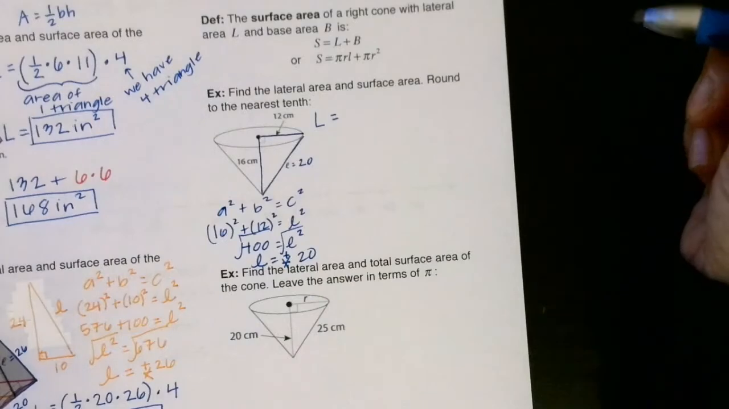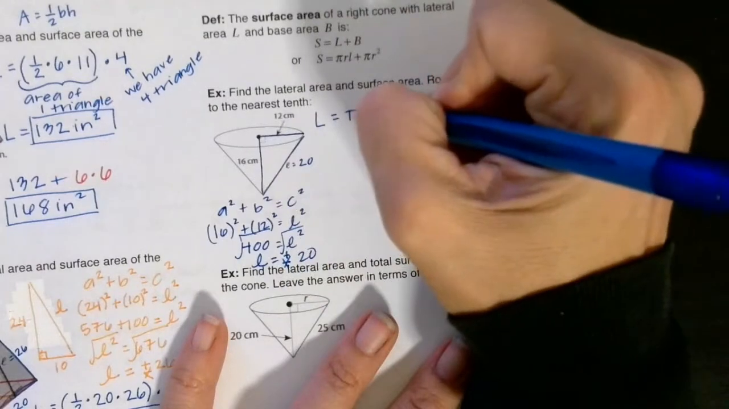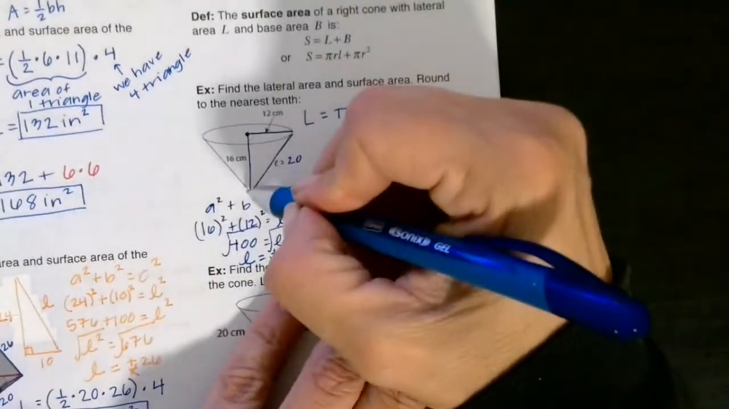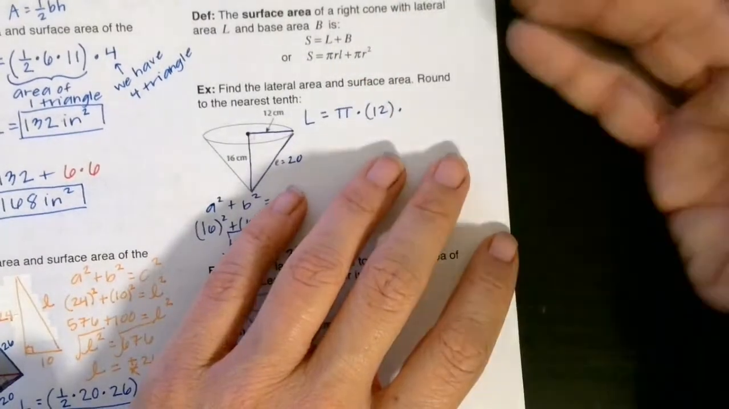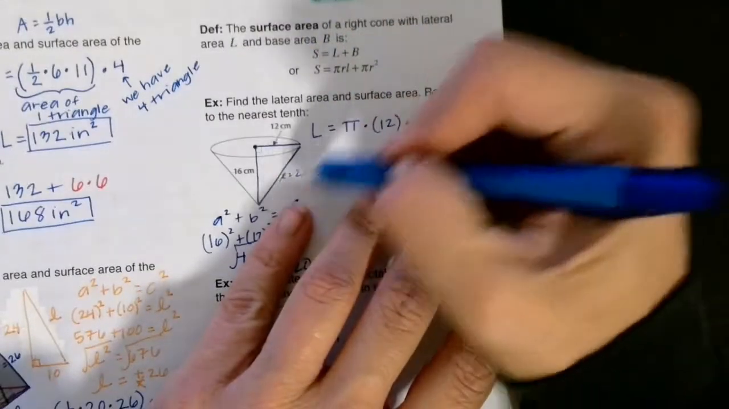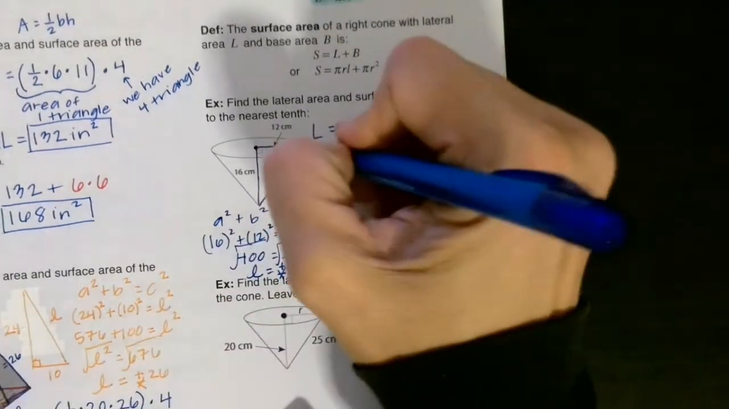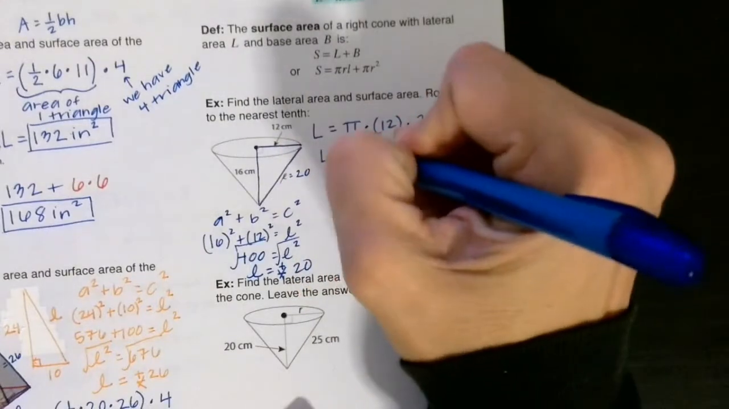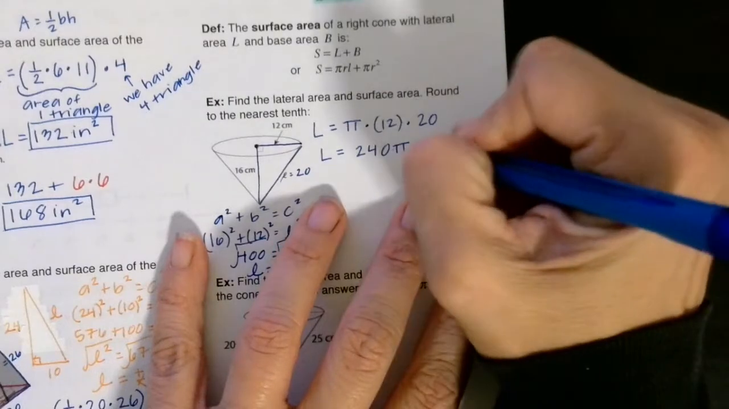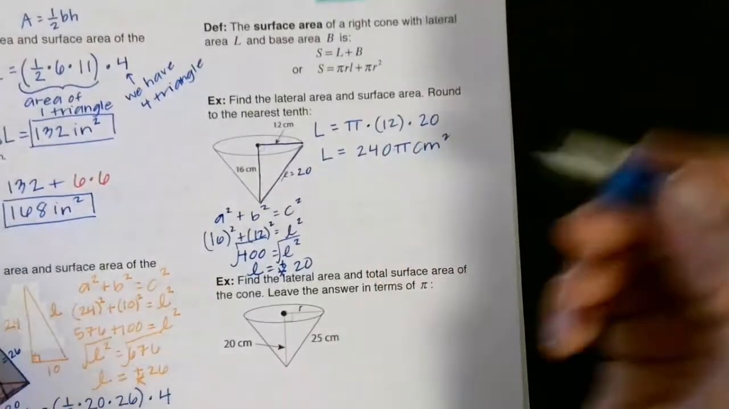So when I'm finding the lateral area, it's going to be pi times the radius, which is what we're given, times the length of the slant height is what this is called. So when we're doing cones, it's the slant height. You're going to have to remember that, but you're not going to have to remember the formula. So you just have to remember that that's L, and that was worth 20. So then we get that this is 240 pi centimeters squared. So 12 times 20 is 240, and then we have the pi, and the unit is centimeters squared.